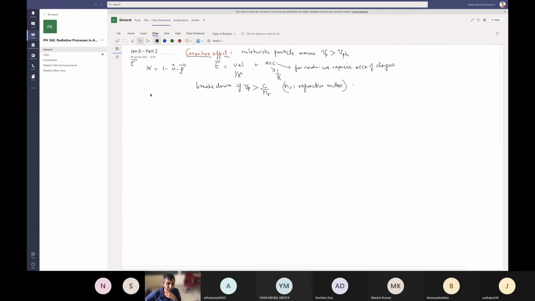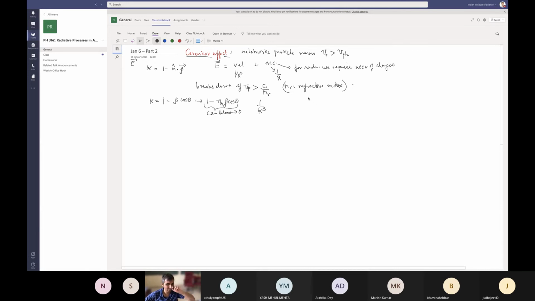What was kappa? Kappa was 1 minus beta cos theta, right? It becomes 1 minus nr, the refractive index, times beta cos theta. So if the refractive index is greater than 1, this factor can go to 0. There were these 1 by kappa cube terms in the velocity term, and that can make the electric field extremely intense.